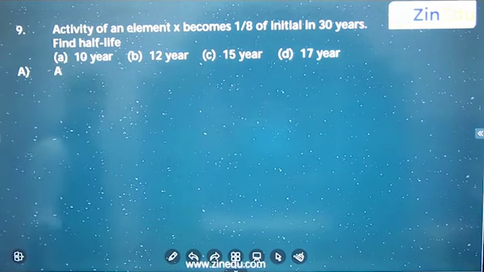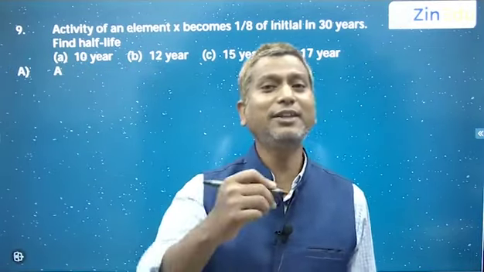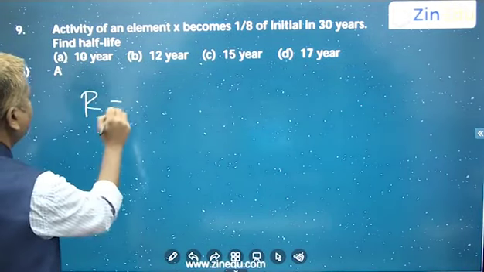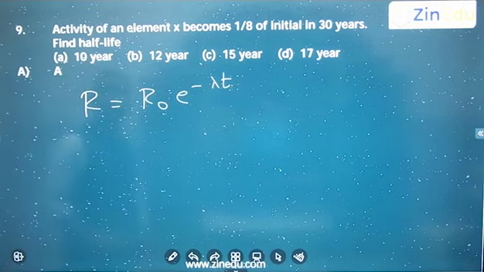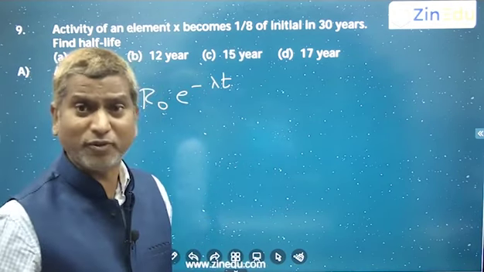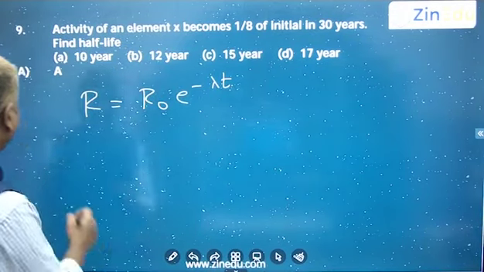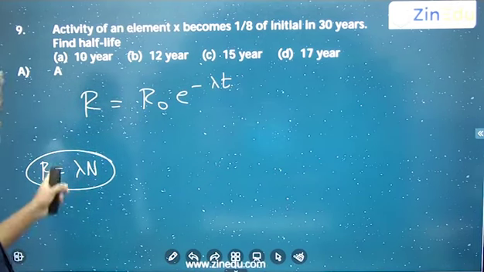Activity of an element X becomes 1 by 8th of its initial activity in 30 years. What is the half-life? Initial activity generally is more because the initial number of nuclides are more. Activity is directly proportional to the number of nuclides present at that instant. So activity at any instant is equal to initial activity into e power minus lambda t. Know this. Activity is nothing but rate of disintegration, which is lambda N.